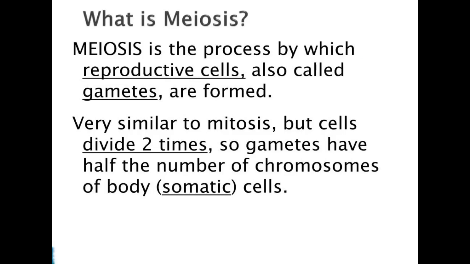What is meiosis? Meiosis is the process by which reproductive cells, also called gametes, are formed. It is very similar to mitosis, but cells divide two times. So gametes have half the number of chromosomes of body somatic cells.